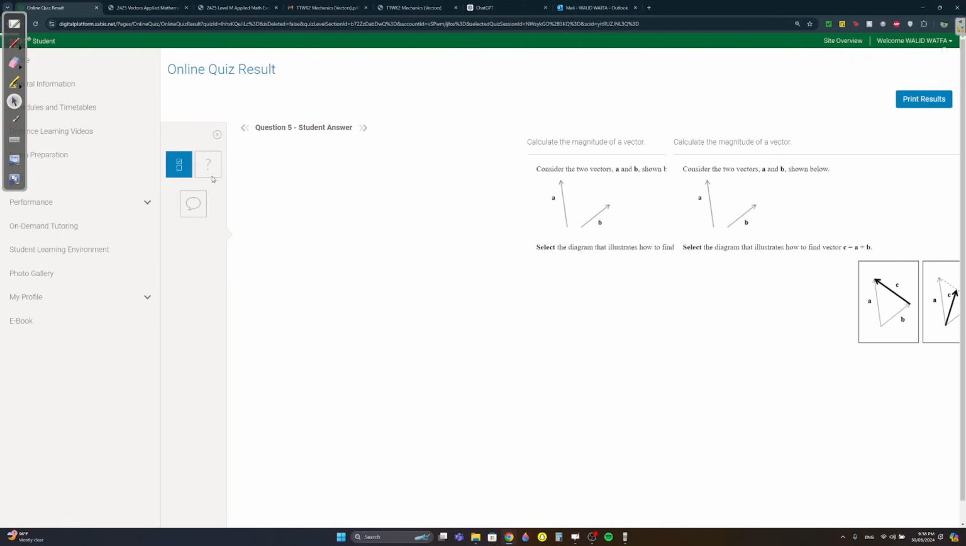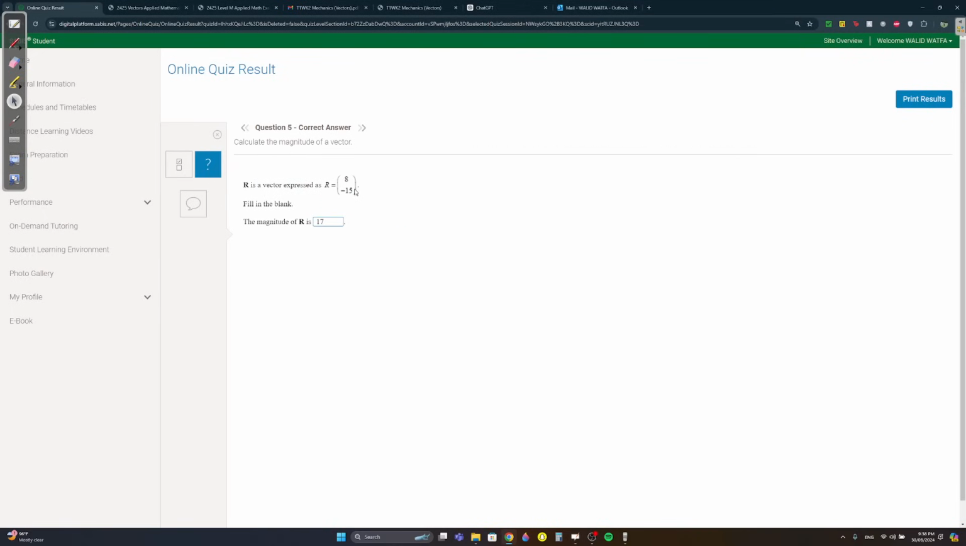Question 5. You have r equals (8, minus 15). What is the magnitude? Quickly, you just do radical 8 squared plus... Please make sure to put the negative 15 inside the brackets. If you don't put it inside the bracket, it will give you a different answer. And then the square outside the bracket, of course. You're going to get 17.